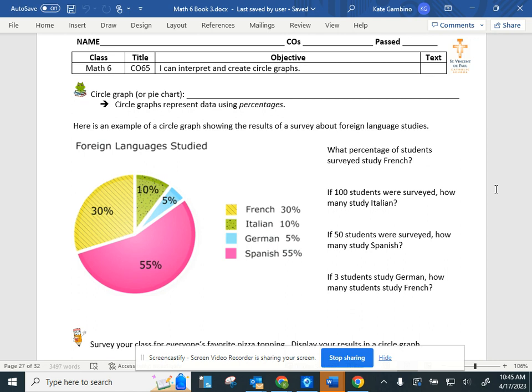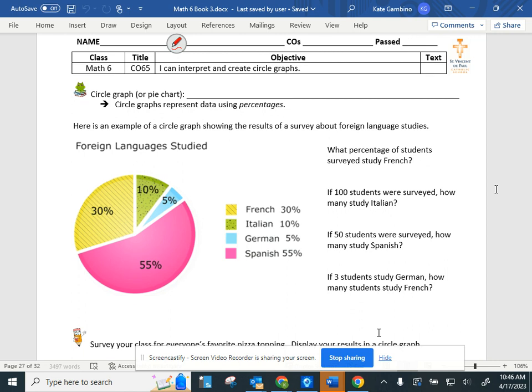So a circle graph can also be called a pie chart because when we look at that circle, when it's broken up into its pieces, it looks like pieces of pie. So sometimes you'll hear it referred to as a pie chart because it looks like a pie. Circle chart because it's the actual shape of a circle.